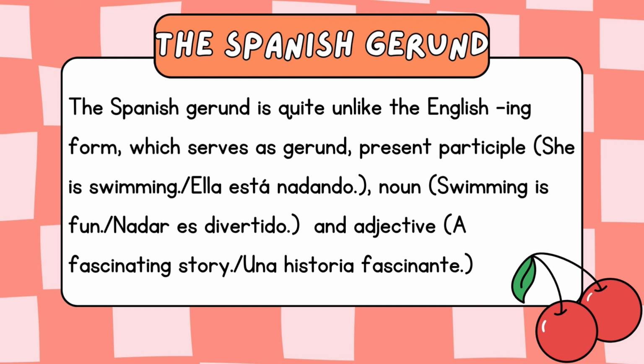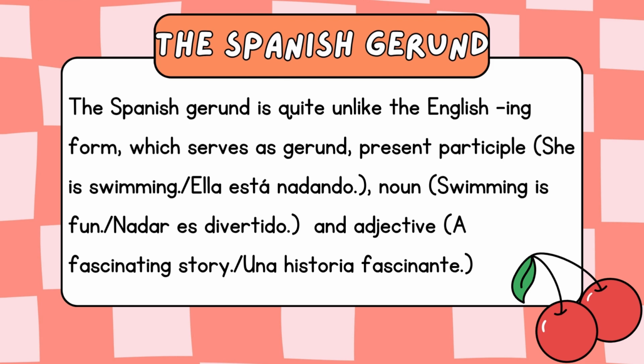Considering the Spanish gerund, we say that the Spanish gerund is quite unlike the ing form because it serves as a gerund in the present participle. She's swimming, ella está nadando. As also, it serves as a noun. Swimming is fun, nadar es divertido in Spanish. An adjective, a fascinating story, una historia fascinante.